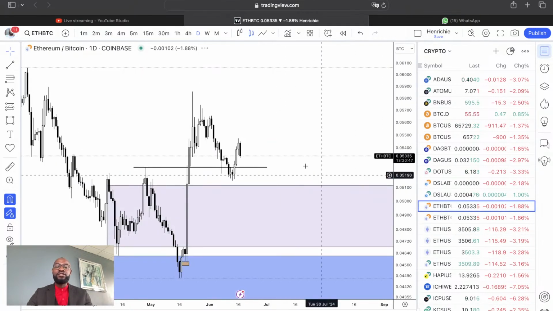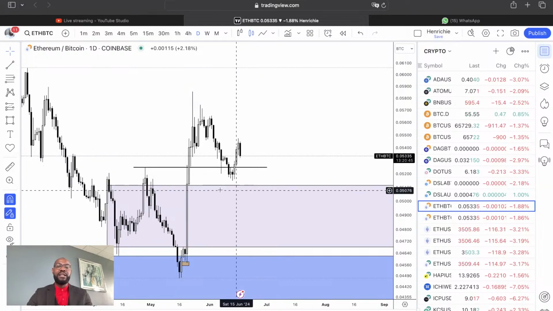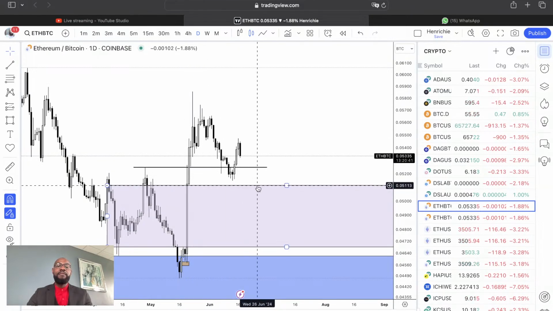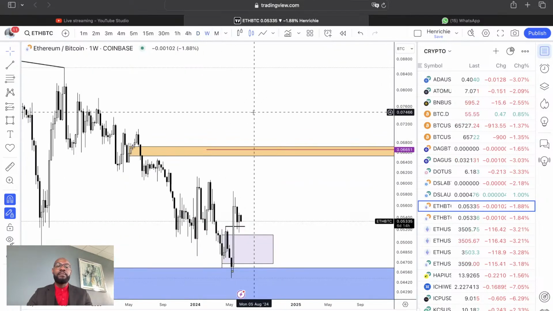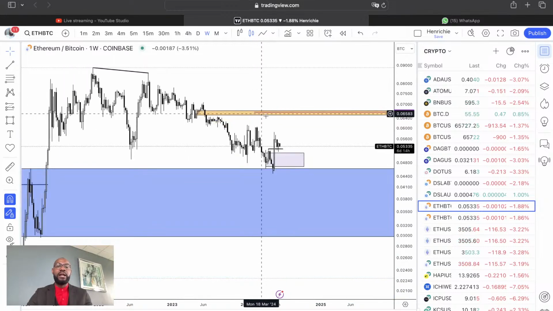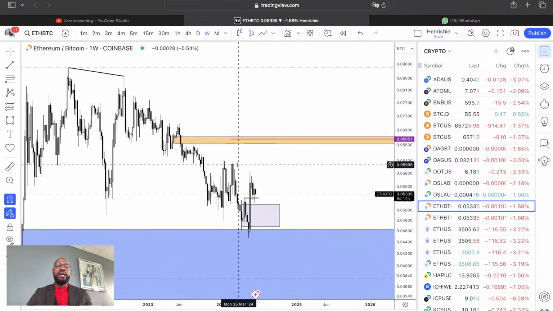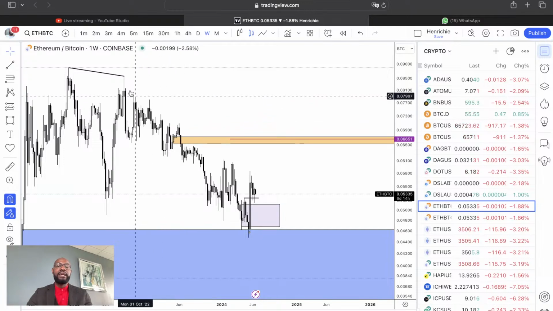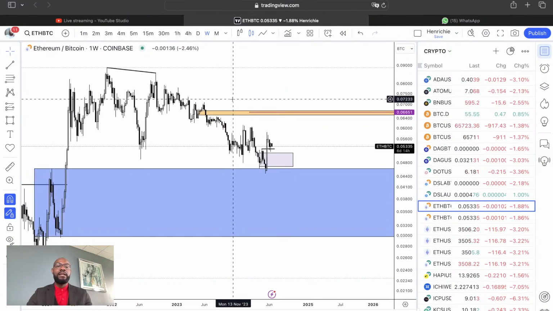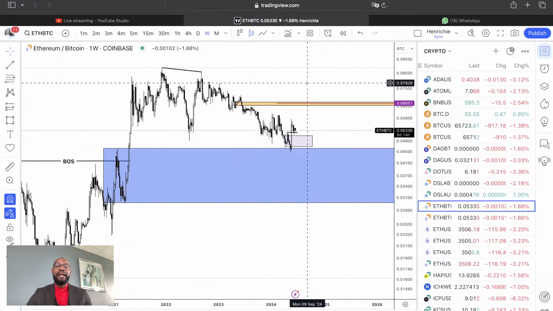So personally, I still would like to see Ethereum against Bitcoin mitigate this position, because that would be a perfect key level for reaccumulation and then potentially expansion to the upside. I still believe Ethereum is going to outperform Bitcoin, and right here will be my first target, second target, third target, and then my overall target, and potentially we continue higher to the upside.